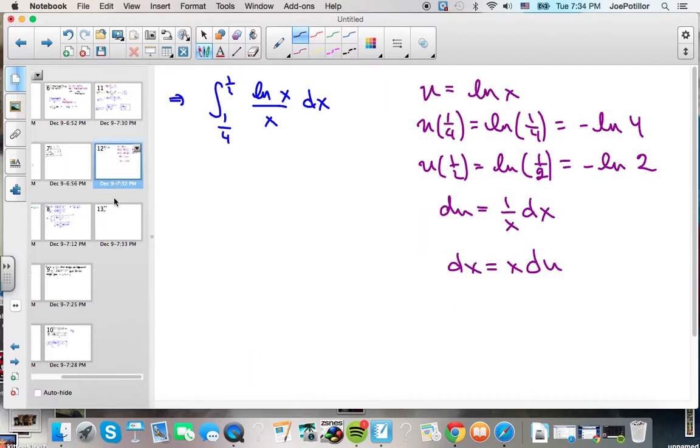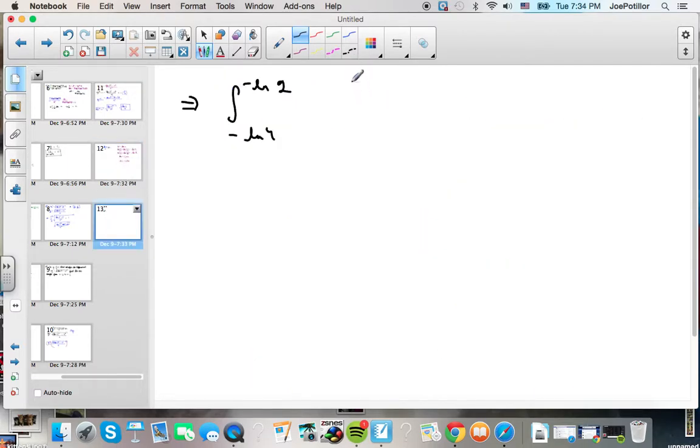So here, we let u equal ln of x, over x times the dx, which we solved for, is x du.